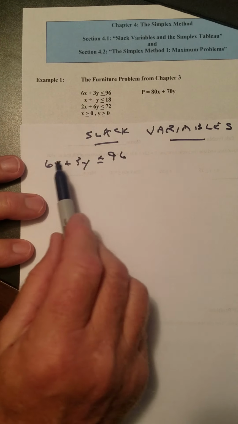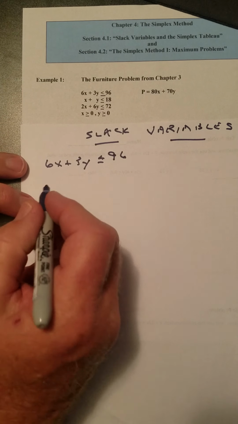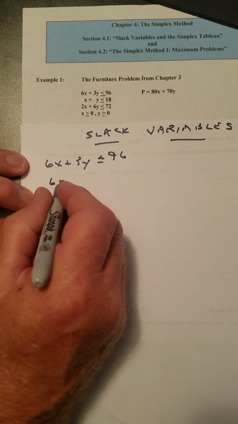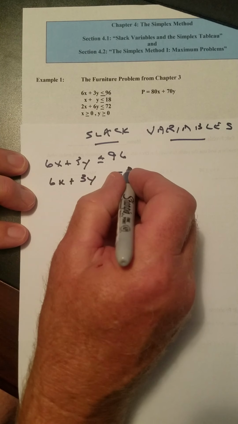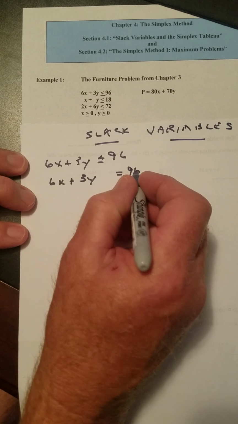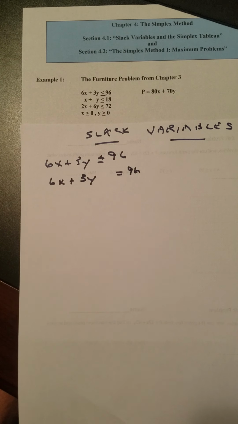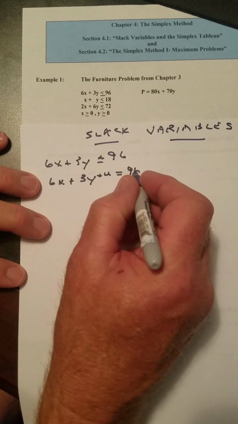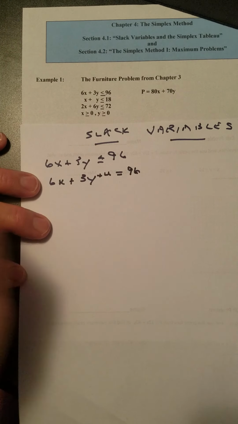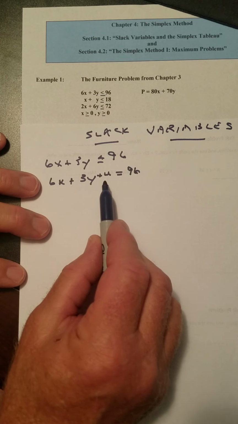Okay, so as we look at this, it says less than or equal to, which means it could be less than 96. So what would happen if I had the 6x plus 3y, and I actually wanted to make it equal to 96? Well, if it's not equal to 96, I have to add just a little bit more. In other words, I have to pick up the slack. So I'm going to make up a variable. I'm going to call it u. So 6x plus 3y plus u is equal to 96. The u is the slack variable.